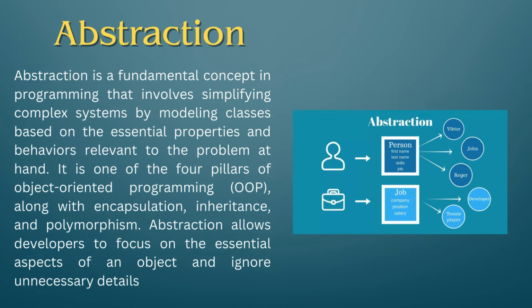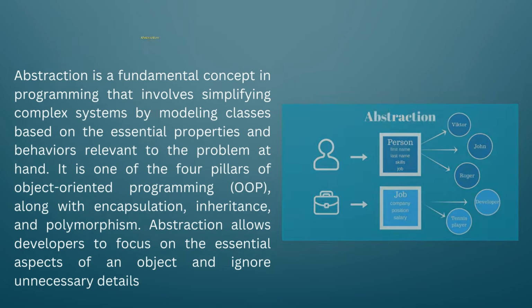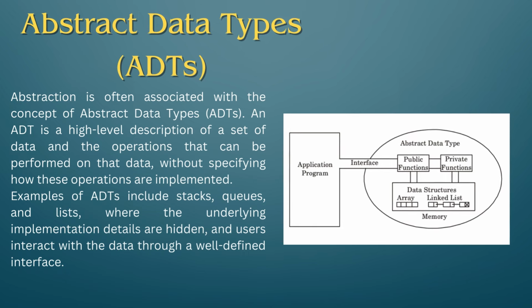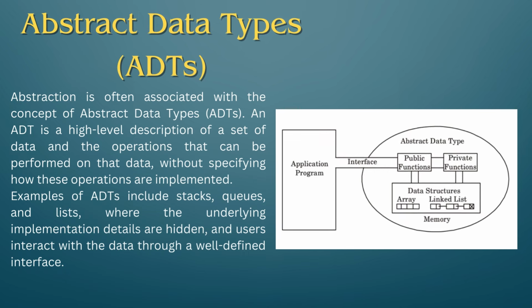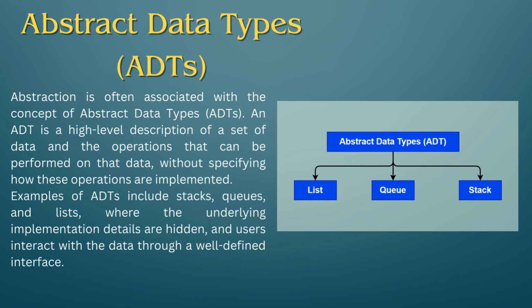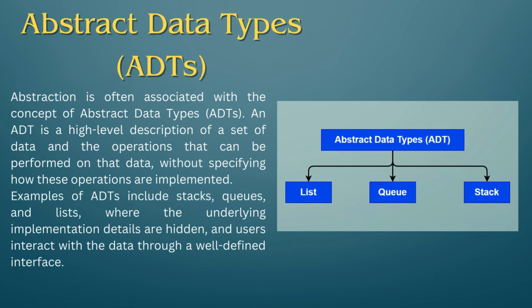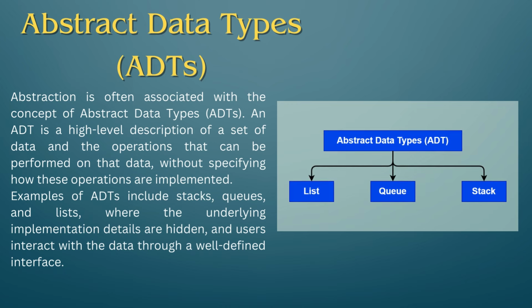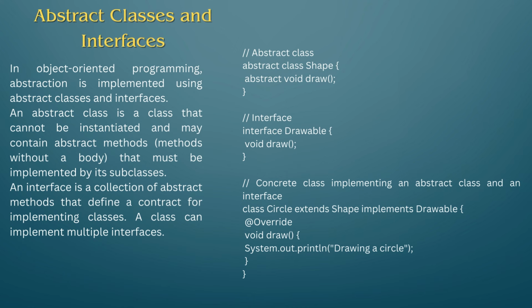Abstraction. Abstraction often goes hand in hand with abstract data types, ADTs, providing a high-level description of data and operations without detailing the implementation. Think stacks, queues, and lists, where users interact with data through a clean interface, unaware of the underlying complexity. Abstract classes and interfaces.